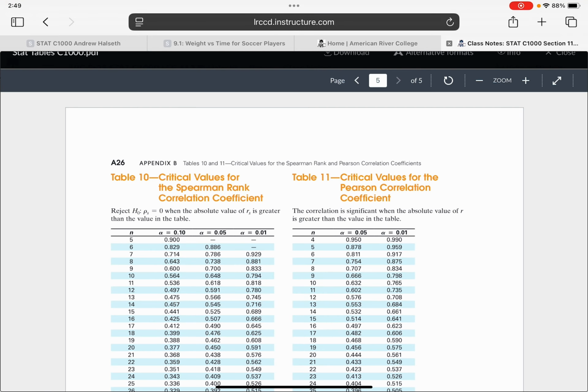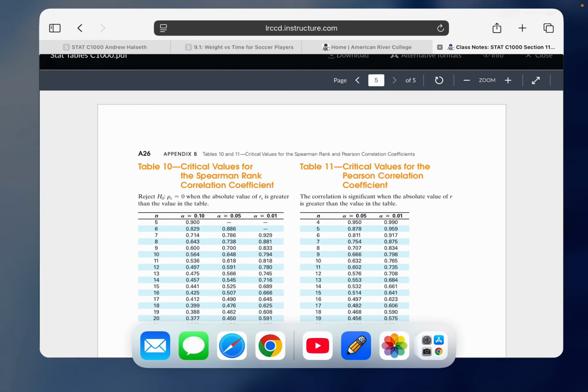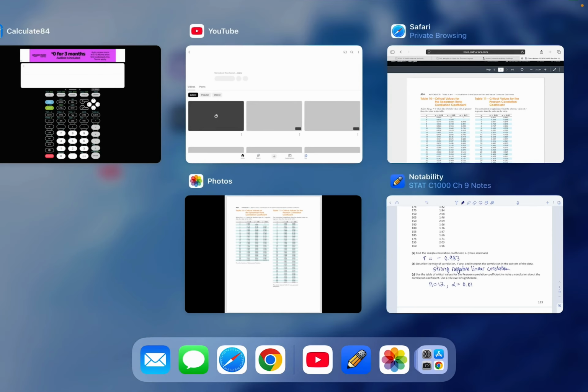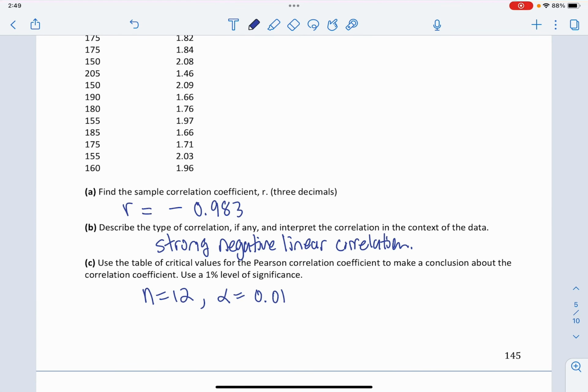N equals 12, and then that second column, I'm seeing a 0.708 on that. Is that what you see? All right, I'm just going to go with 0.708 for my critical value.